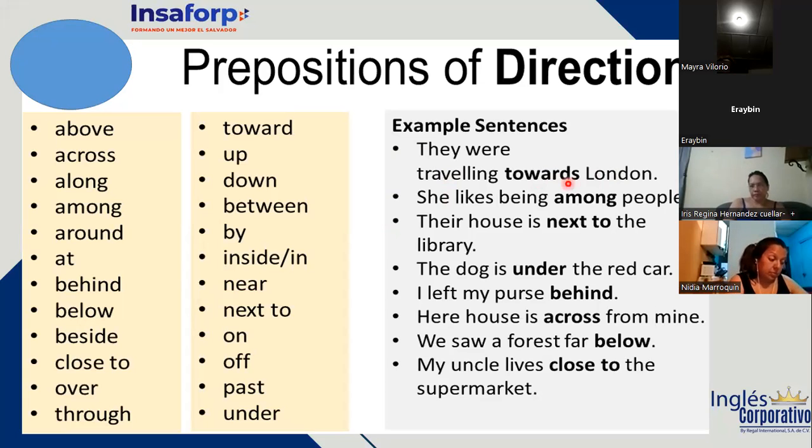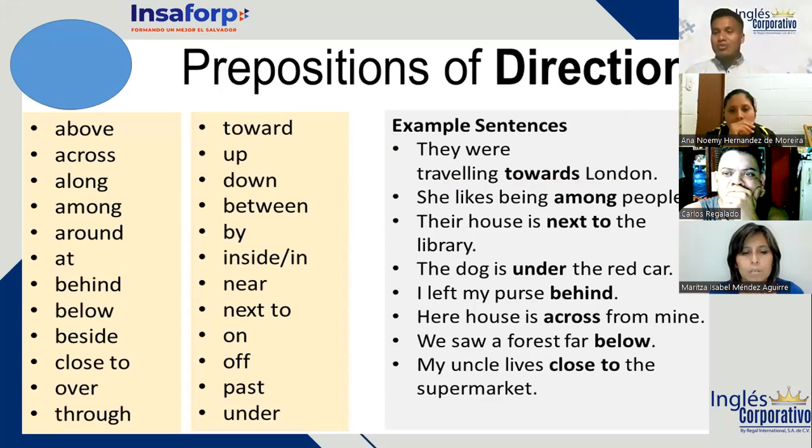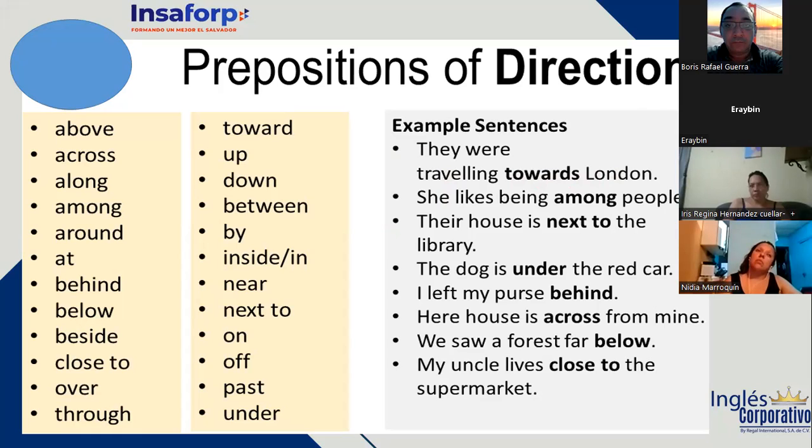So when we say towards, it's hacia. It's not torre, Boris, because that's tower. You know, the tower, and this is towards, which is completely different. Now, example number two, we say she likes being among people. We already know what among is, right? Entre, but a lot of people. So number three, her house is next to the library. What is next to? Al lado de. Al lado de, yes.